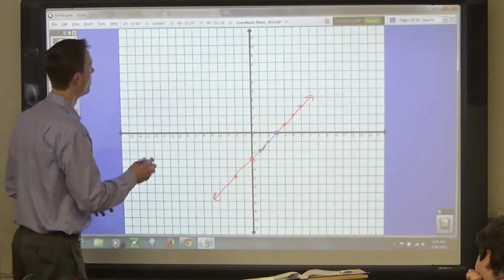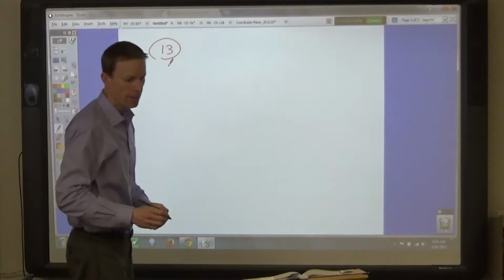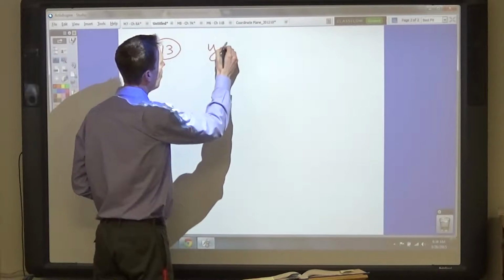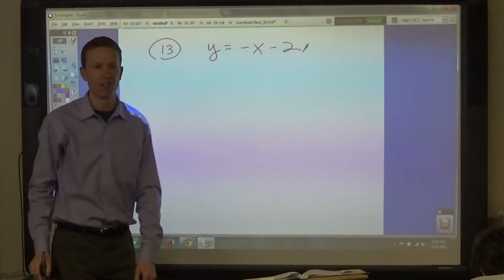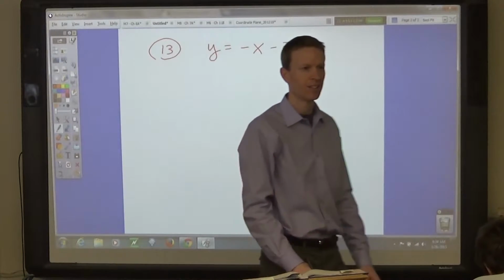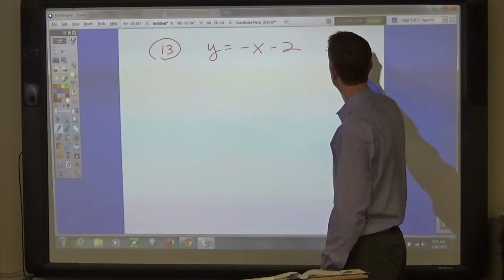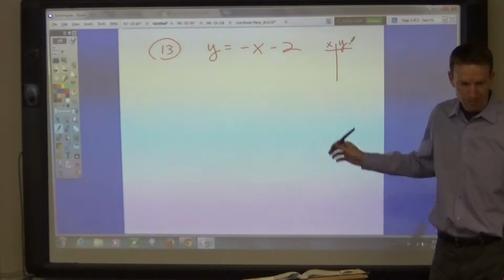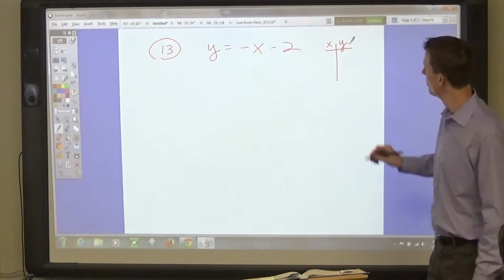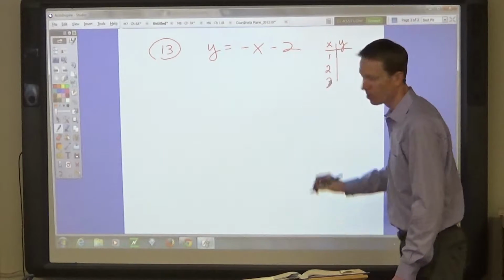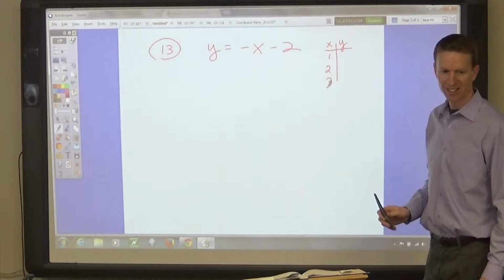Okay. Number 13. The equation is y equals -x -2, right? Now what should we do next to graph this? Find our numbers. What numbers should we use? 1, 2, 3? And then what? Go ahead, keep going.